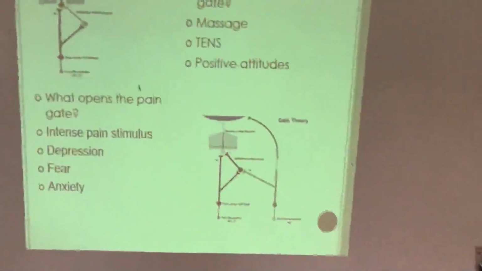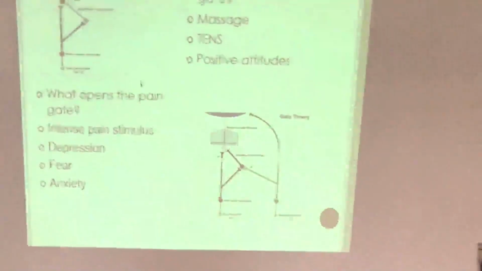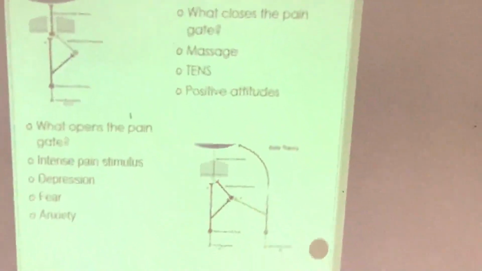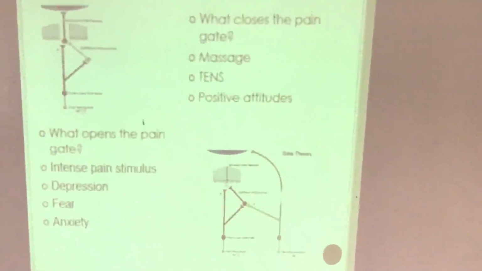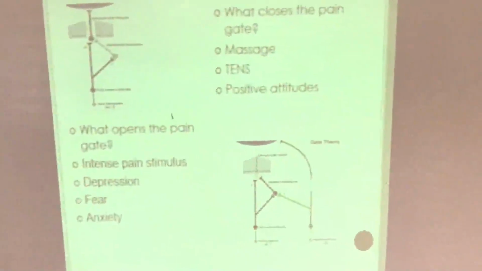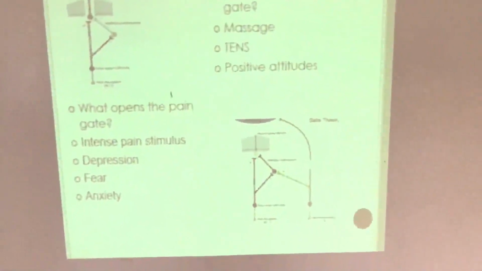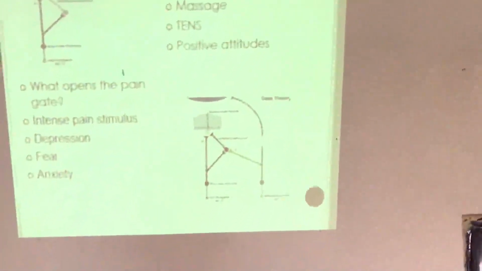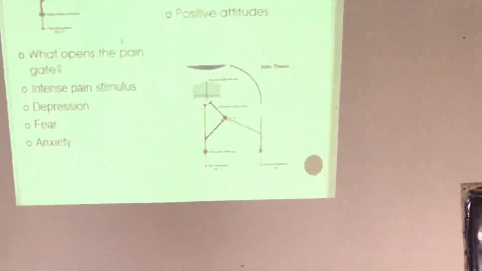It can also be opened by depression, by fear, and by anxiety. Because if you look at that pain pathway, there are still some linkages to the limbic system, the seat of emotion. What closes the pain gate? Massage. Trans-electrical nerve stimulation. Positive attitude. That is why I say we are all involved.